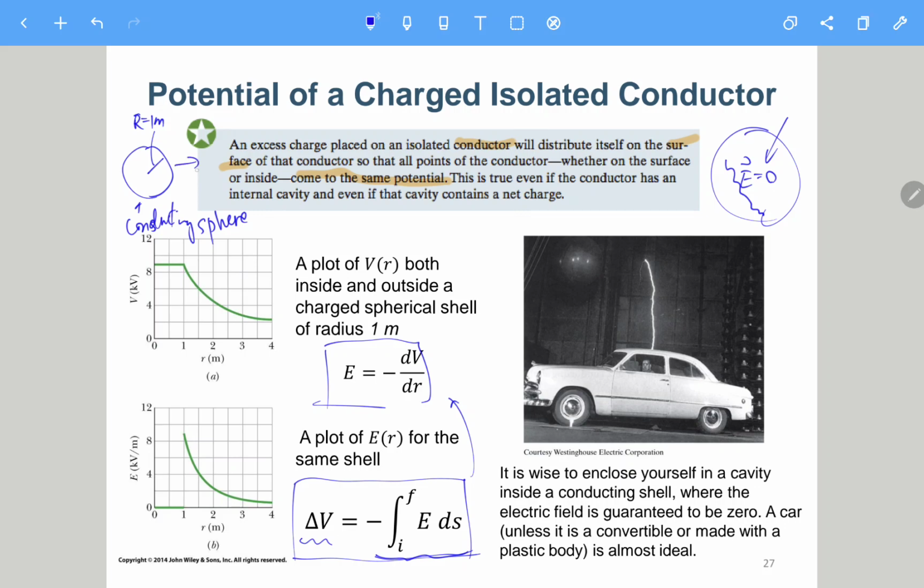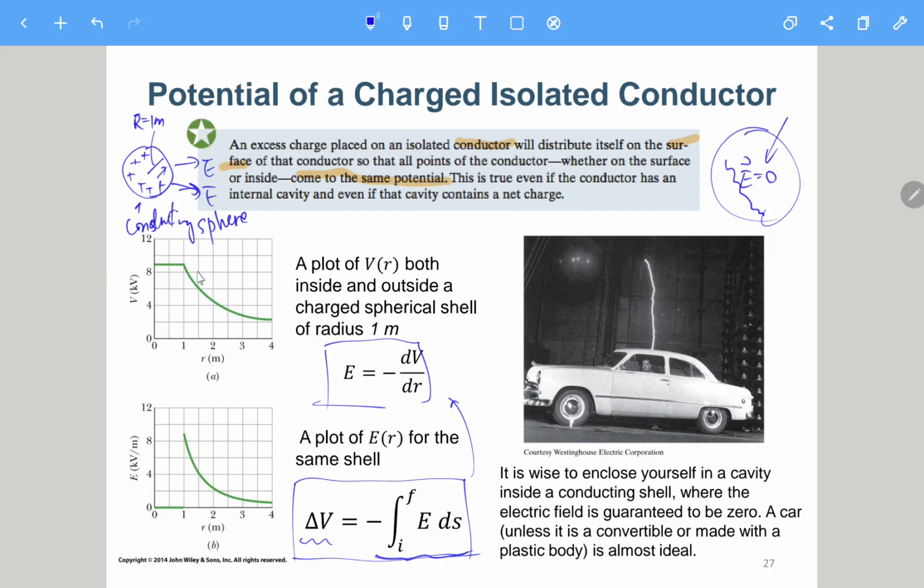And then outside it, there may be some charge on this sphere. Okay. So there may be an E field. There will be an E field pointing outwards in a radial direction.